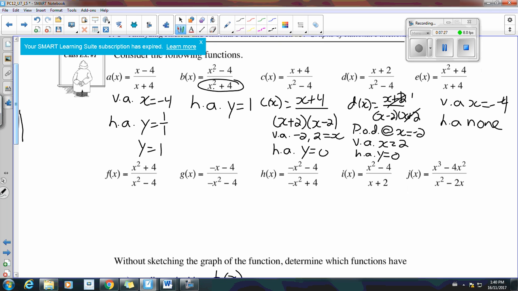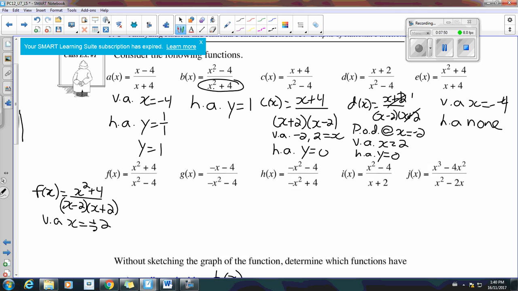And here, I'm going to go over here so we have lots of room. We can't factor the numerator, but we can factor the denominator again. Nothing can cancel out, so no points of discontinuity. We would have vertical asymptotes at x equals ±2.